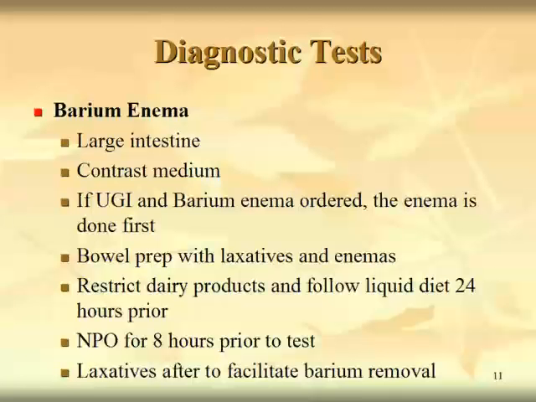If both an upper GI series and a barium enema are needed, the barium enema is going to be done first to prevent barium from the upper GI series from entering the colon. If that patient is being evaluated for possible colon cancer, the patient needs to be placed on a low residue diet for about 1 to 2 days before the barium enema. Other interventions are to restrict dairy products and follow up with a liquid diet 24 hours before the test, and keep the patient NPO for about 8 hours prior to the test.